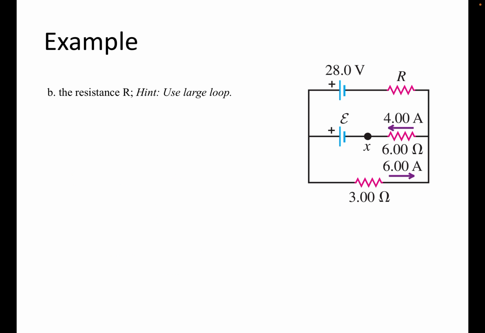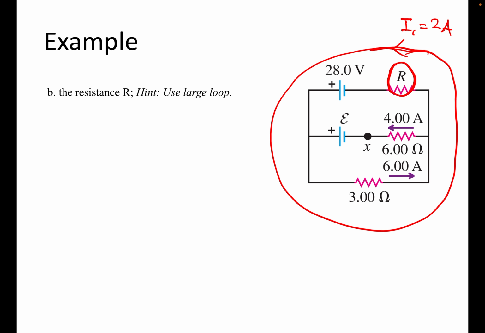Part B, we need to find out what this resistance is. Now we already know the current going through it is I1 equals 2 amperes. So let's just choose a loop like this, and our loop goes counterclockwise. Then start from the battery.